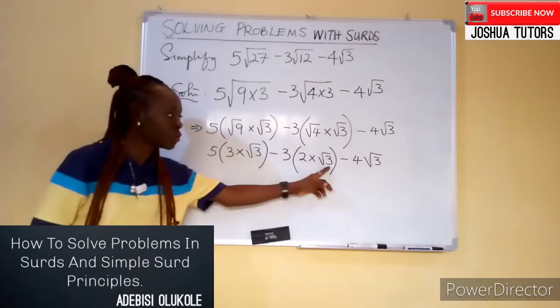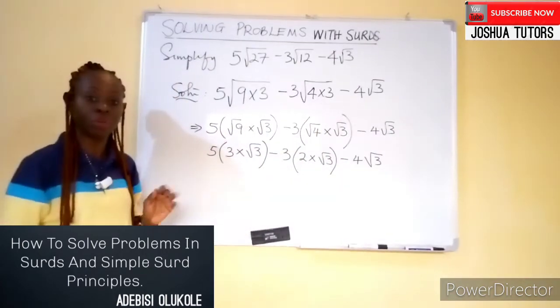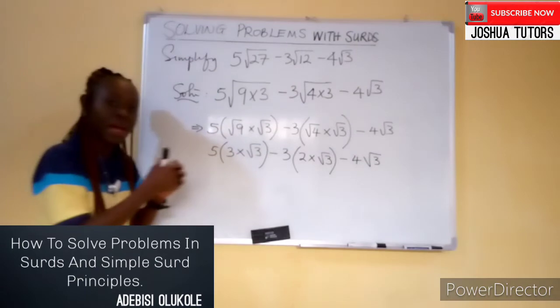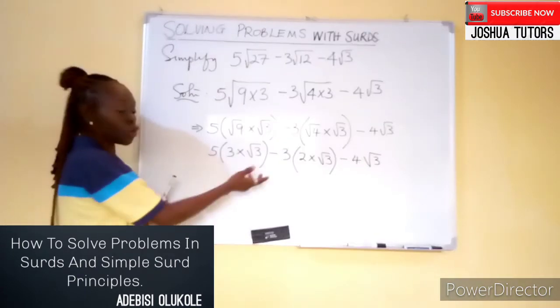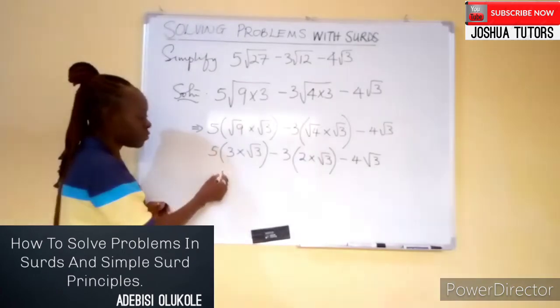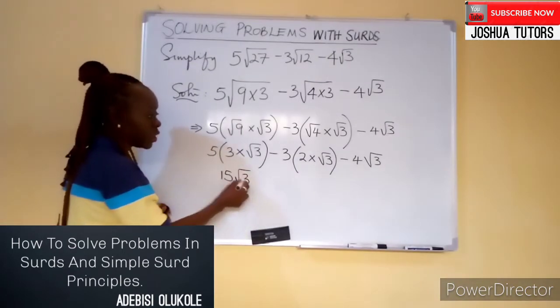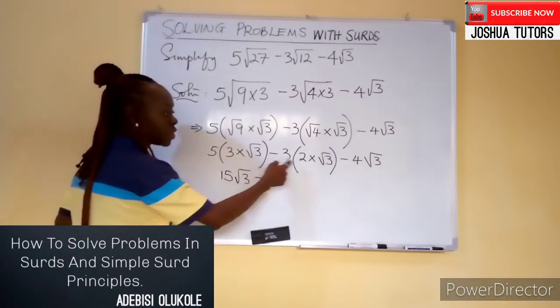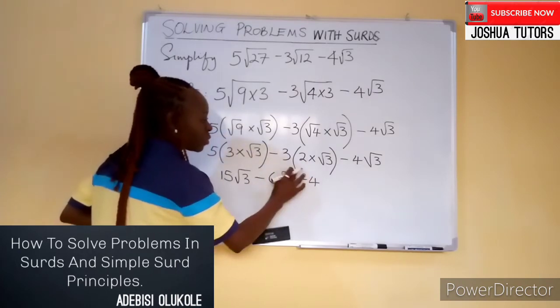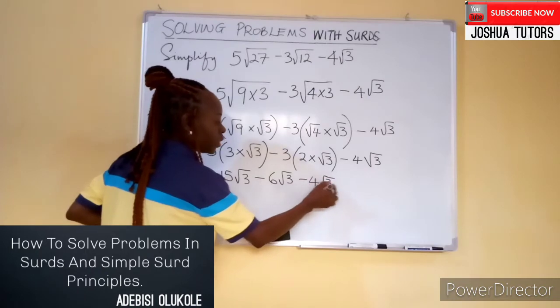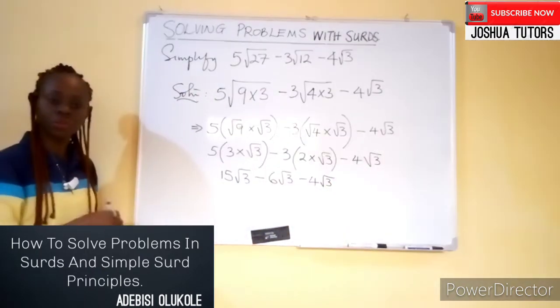Surd 3, surd 3, surd 3. That's the idea, because we have gradually made them have like surds. So I'm now going to open the brackets. 5 times 3 is 15 surd 3, minus 3 times 2 is 6 surd 3, minus 4 surd 3.